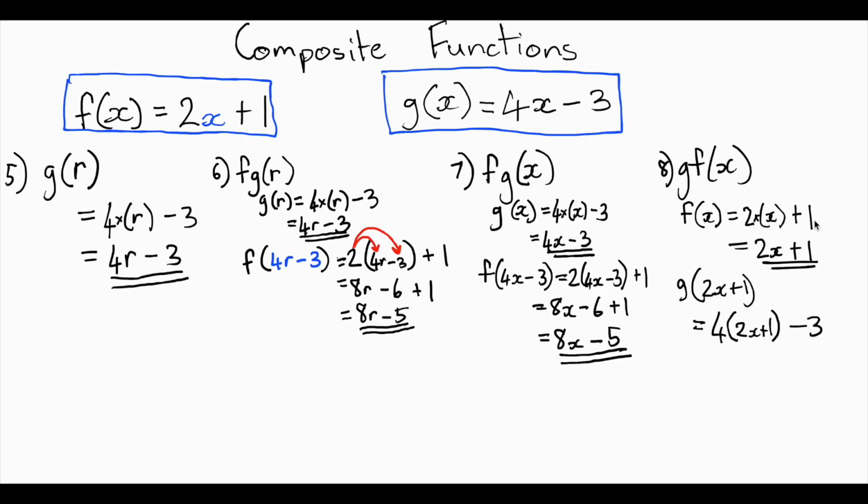So then now I have to multiply out. So then I'll go 4 times 2x, and then 4 times 1. So 4 times 2x is basically 8x, and then 4 times 1 is 4, minus 3. So then we have 8x, and then 4 minus 3 is basically 1. So 8x plus 1 is our final answer. All right, so that's how you have to do it.